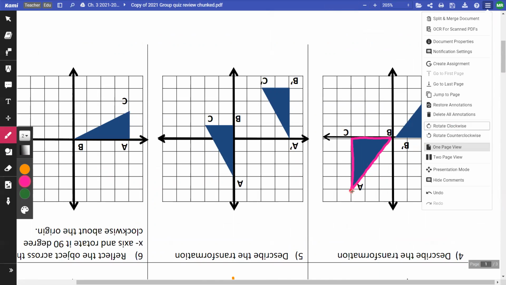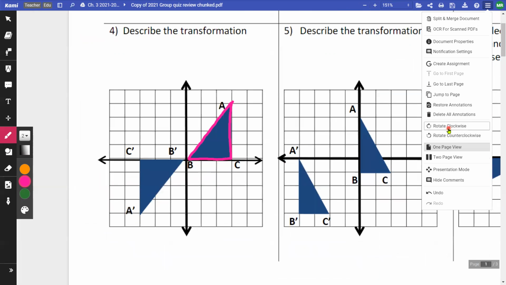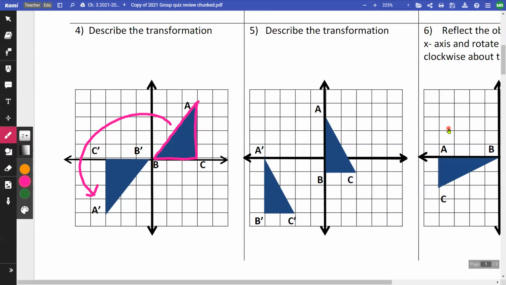with A straight down here from C. So let me just flip it back. And so you can think of this as rotating it 180 degrees. So rotate 180 degrees, and we can rotate it either direction, but at the origin of 0, 0.